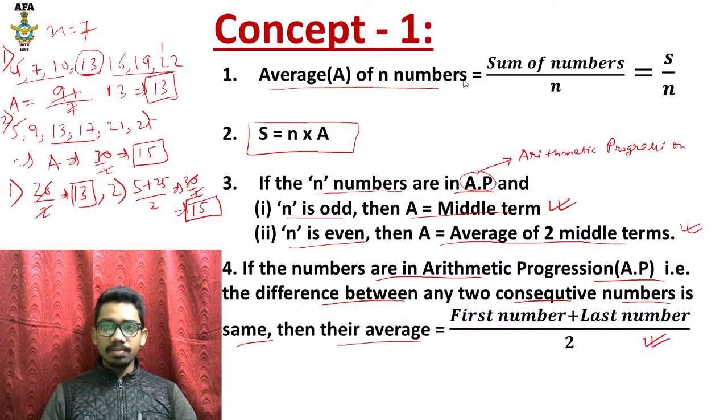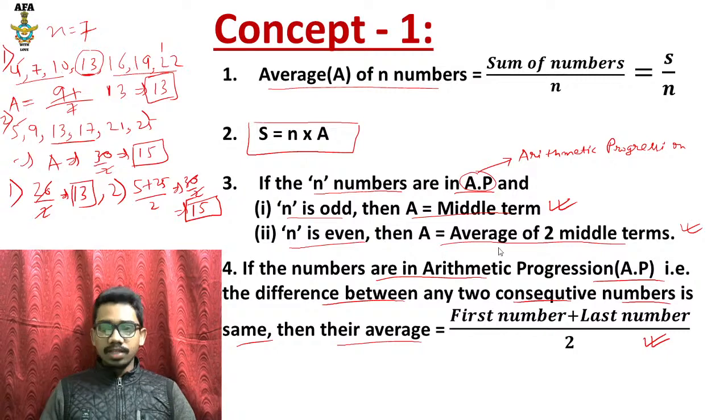Average of n numbers equals sum of numbers by n, that is S by n, and sum equals average into n. If n numbers are in AP and n is odd, see, n is 7 over here and n is 6 over here. If n is odd, then average equals the middle term. Middle term is the average. 3 terms here, middle term, 3 terms here.